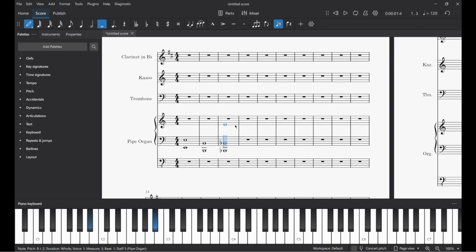I should probably explain what I'm doing here. When you press N, that activates the note input. So you can press the notes on your keyboard, so A, B, C, D, E, F, G, and then it'll input those notes onto the score on the staff that you've selected.